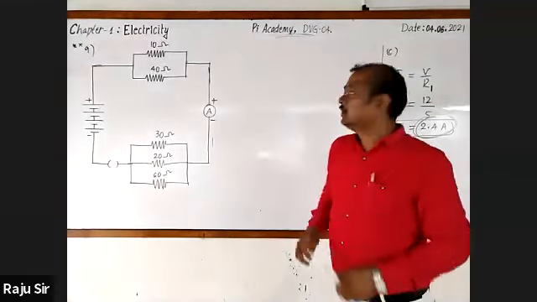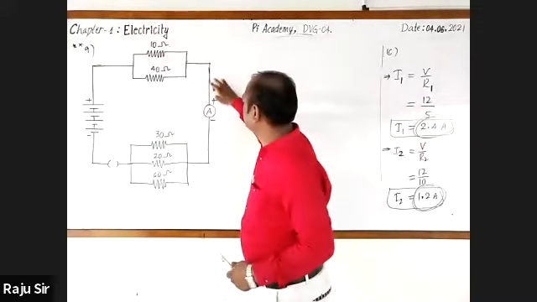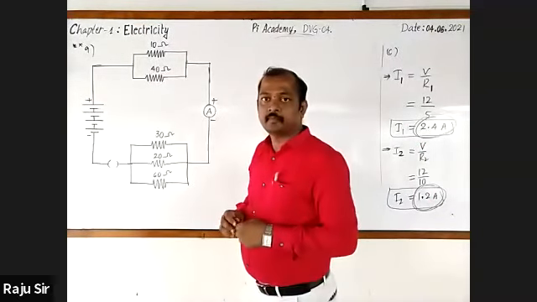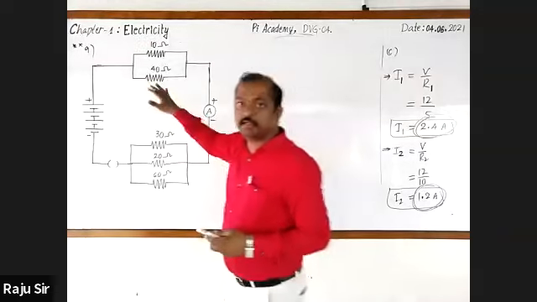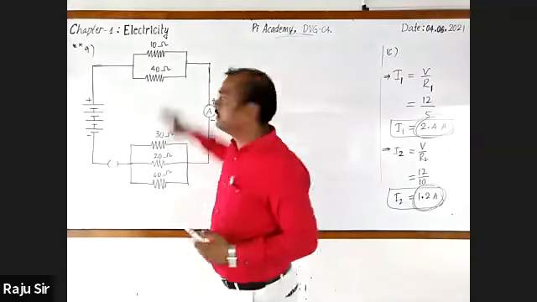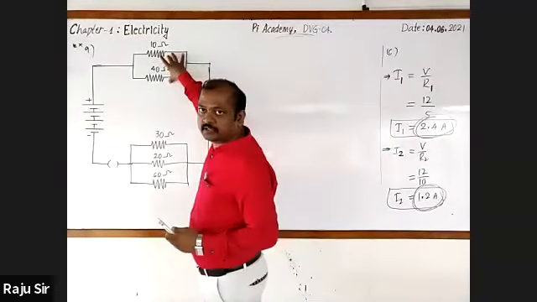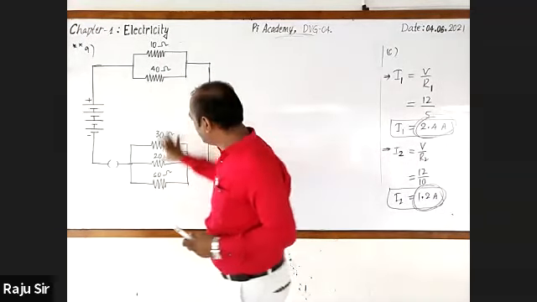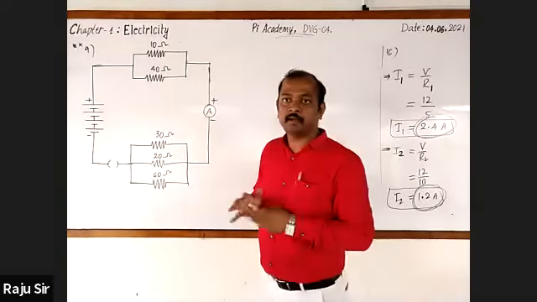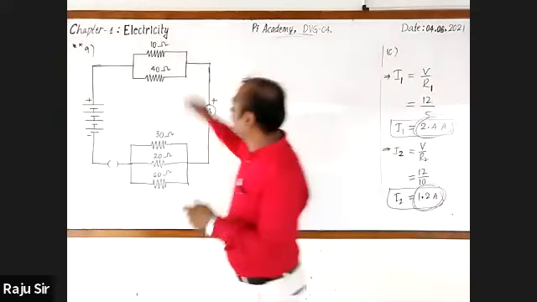Okay. Observe. Here they have given 2 combinations. The first 2 resistors are connected in parallel. Next 3 are connected in parallel.